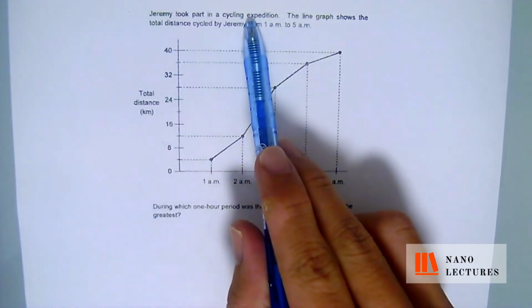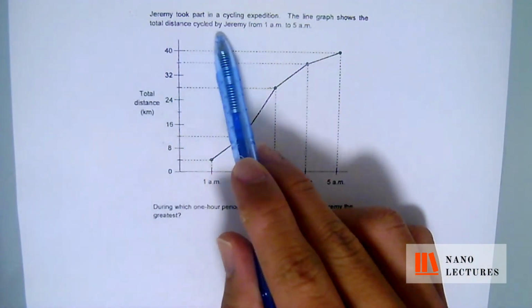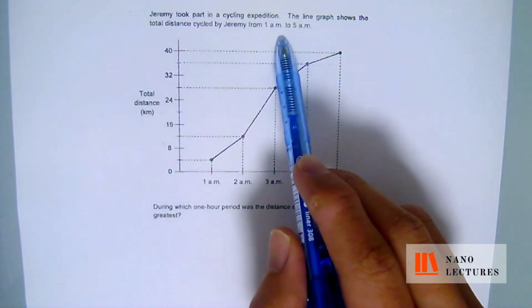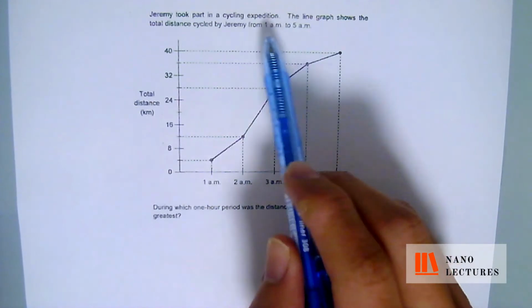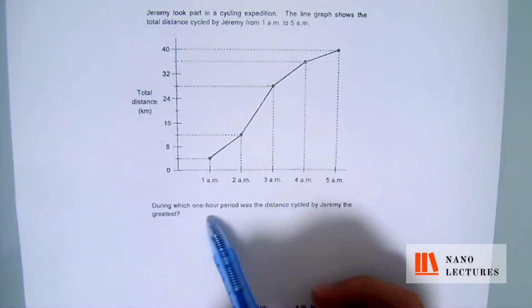Jeremy took part in a cycling expedition. This line graph will show the total distance cycled by Jeremy from 1 a.m. to 5 a.m. Oh my god, 1 a.m. to 5 a.m. Why is he cycling? Okay, they ask: during which 1 hour period was the distance cycled by Jeremy the greatest?